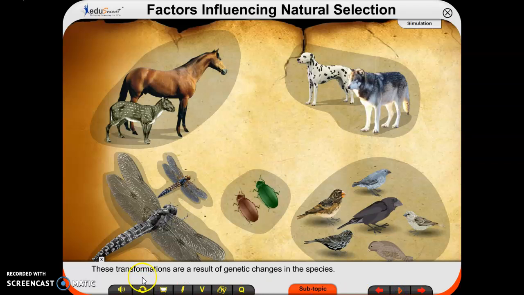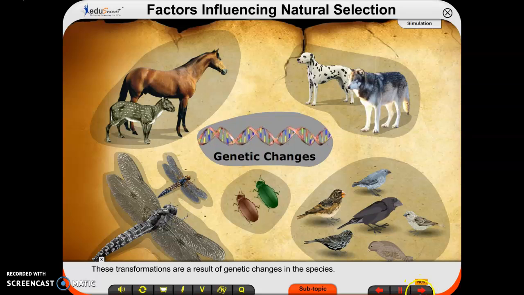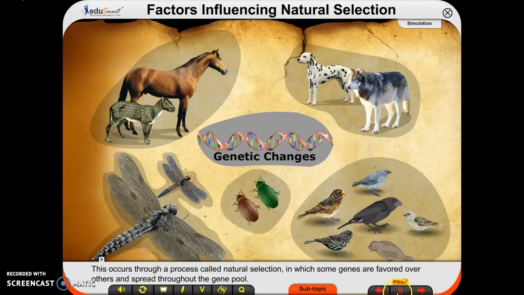Okay, these transformations are a result of genetic changes in species. As we can see, not only horses have changed, many organisms have changed over time due to natural selection. And we need to remember that natural selection happens over a long period of time. Natural selection happens because of variations, because of genetic changes in those organisms. We know that not all organisms are the same. Just because we have two dogs that are both Dalmatians doesn't mean that they're both going to be the same.